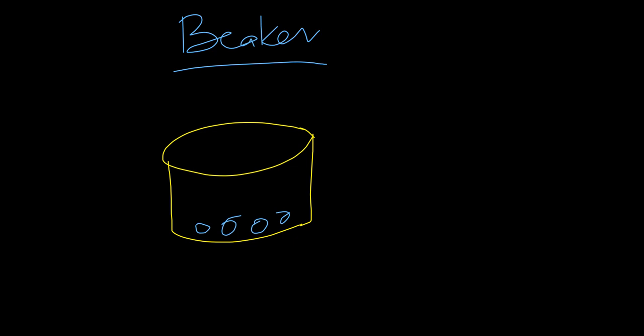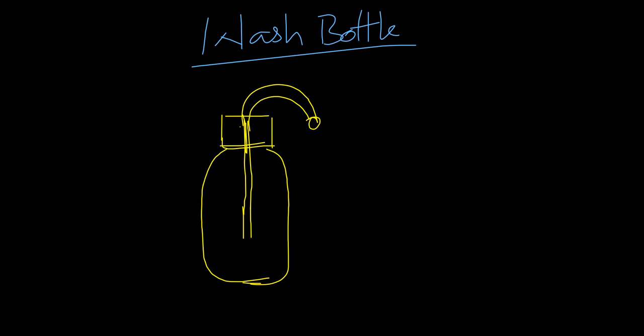Now let's move on to the next item. For the next item, we'll be using the wash bottle. So as you can see, it's a water bottle. Actually, it's a water bottle. So it will contain water. So you have water in this bottle. And if you want to use this water, all you do is squeeze it. Once you squeeze it, the water will flow out of this place and you can use that water for whatever you want to use it for.